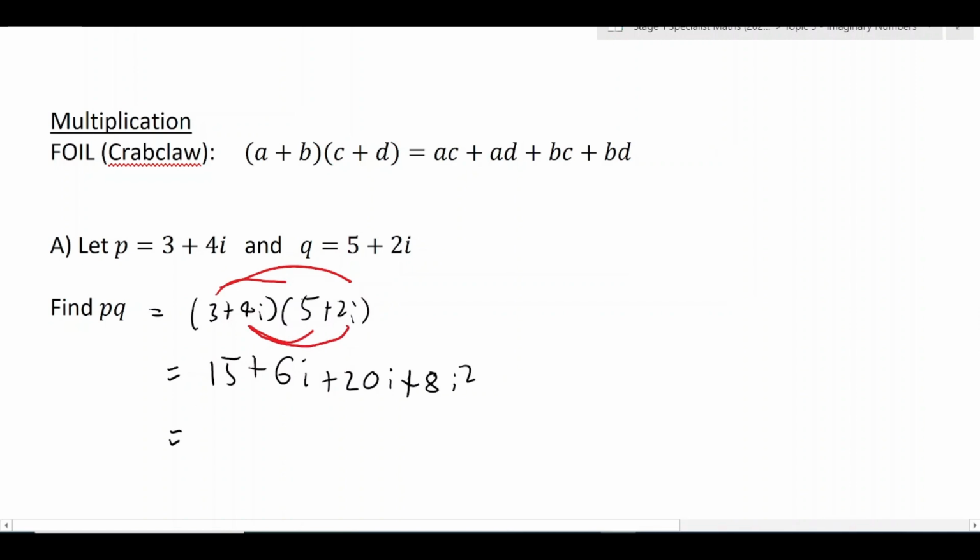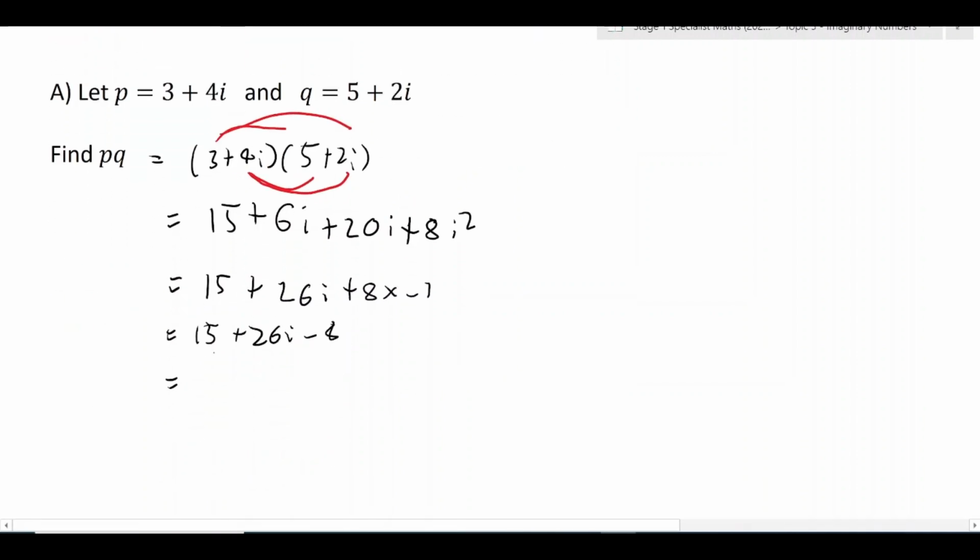All right, next thing that we're going to do is we're just going to collect any like terms. So that's 15 plus 26i. Now this 8i squared thing here, well, i squared is minus 1. So that's 8 times minus 1. So that's 15 plus 26i, take 8 if you like. So now we collect our real bits and our imaginary bits. So the real bits is 15 take away 8. That should give you 7. Plus 26i. And there we go.